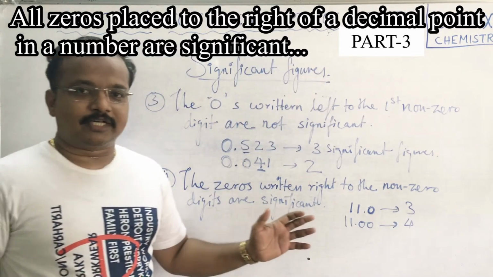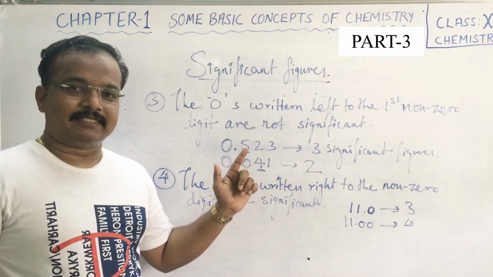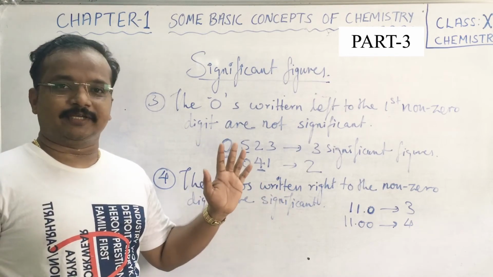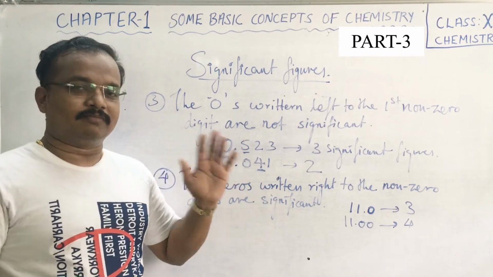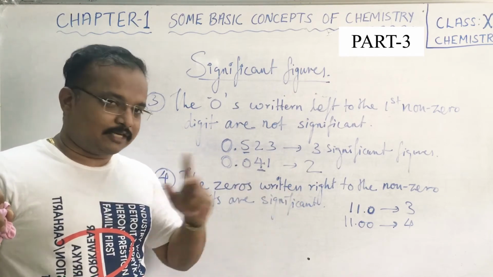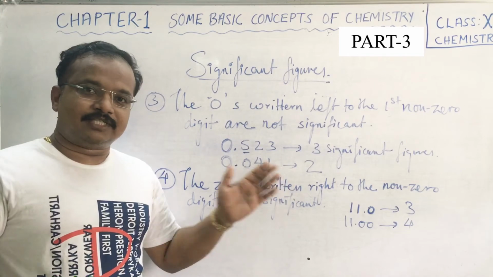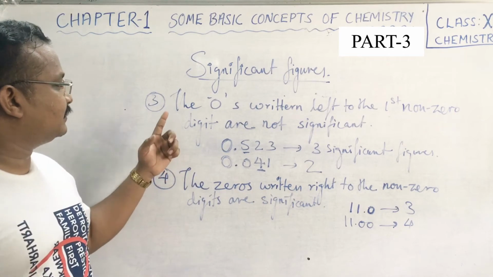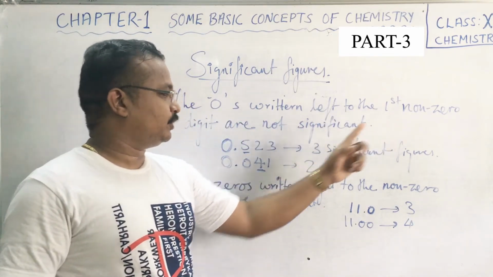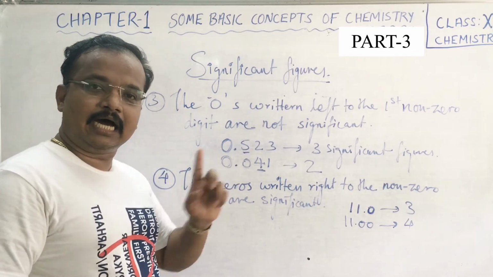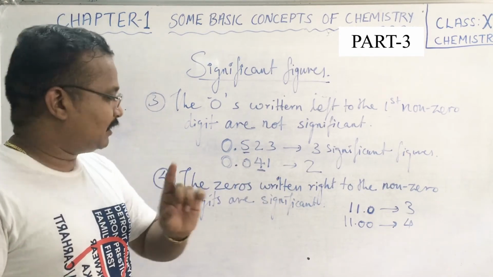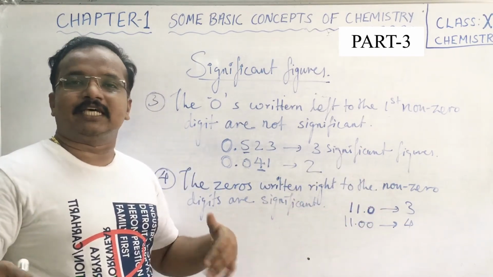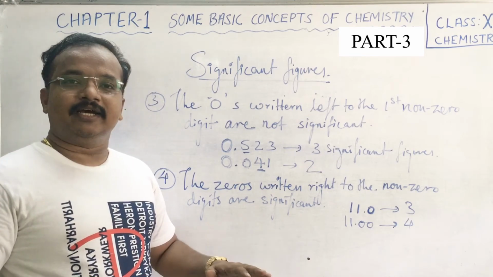Okay, children, I hope you understood. The first one we studied is all non-zero digits are significant, and there are some problems that come with the zeros only. The second one we discussed is zeros in between non-zero digits are significant. Then the third one we discussed is the zeros written left to the first non-zero digit are not significant, but zeros written right to the non-zero digits, whether after the point also, will be considered significant figures.